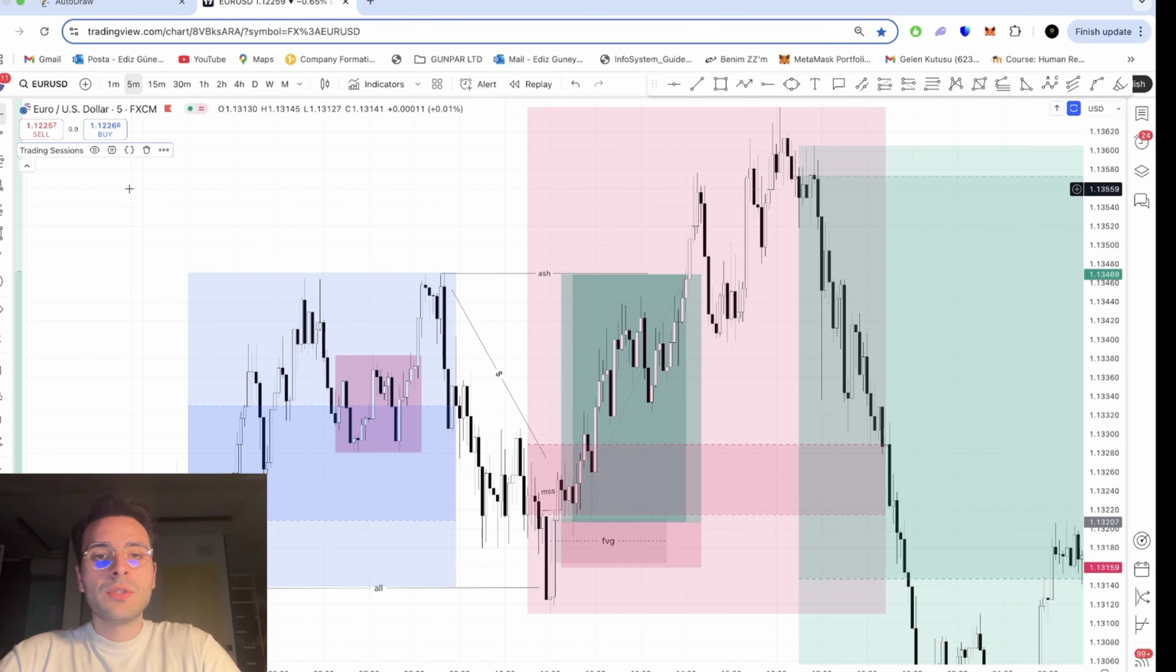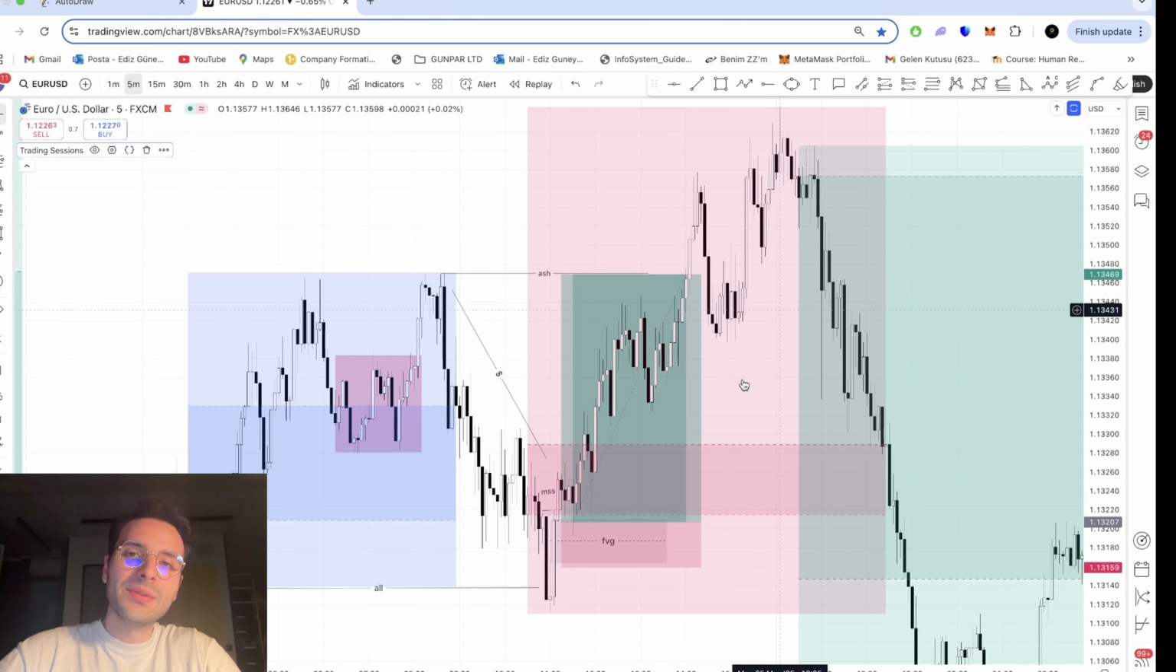Why is it happening? Because of the liquidity. Liquidity is the fuel for the market. That's why the price moved up so quickly and will also dump so quickly in the New York session as well, which we are going to be talking about.